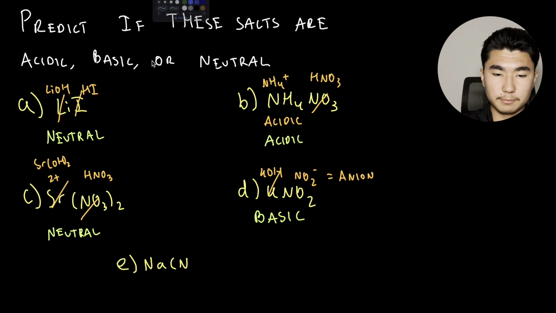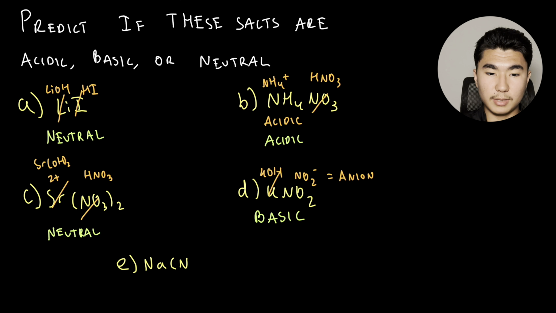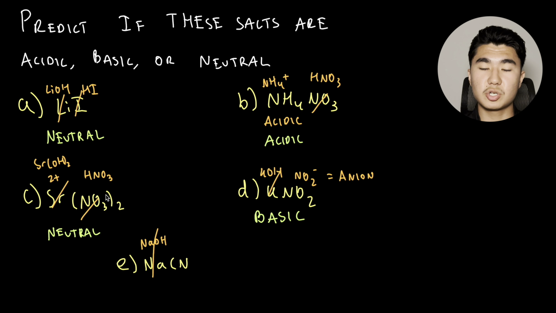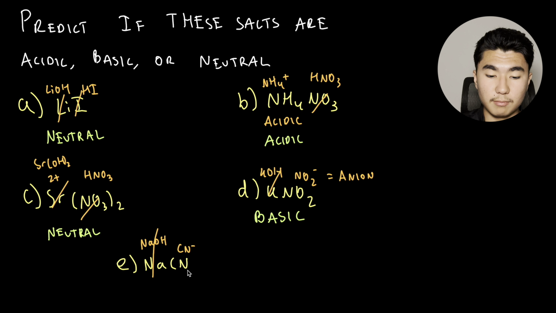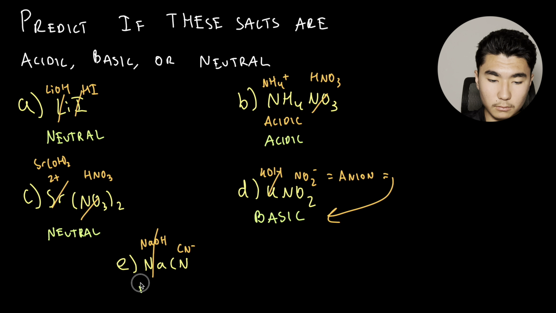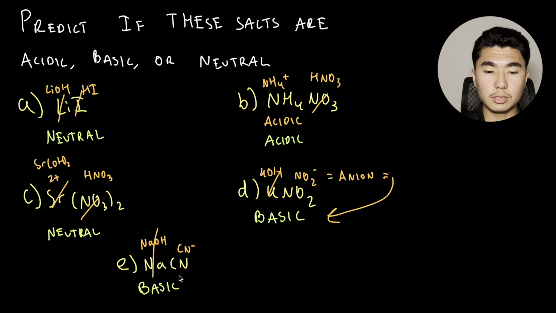All right, so now over here, we have sodium. Sodium is a group 1 element, and NaOH is a strong base. So that's out of the way. Now we have CN over here. Now CN, if we do HCN, that's a weak acid because it's not one of our strong acids. So CN minus, that is an anion. We talked about anions equal basic. So this is going to be basic as well. Basic.